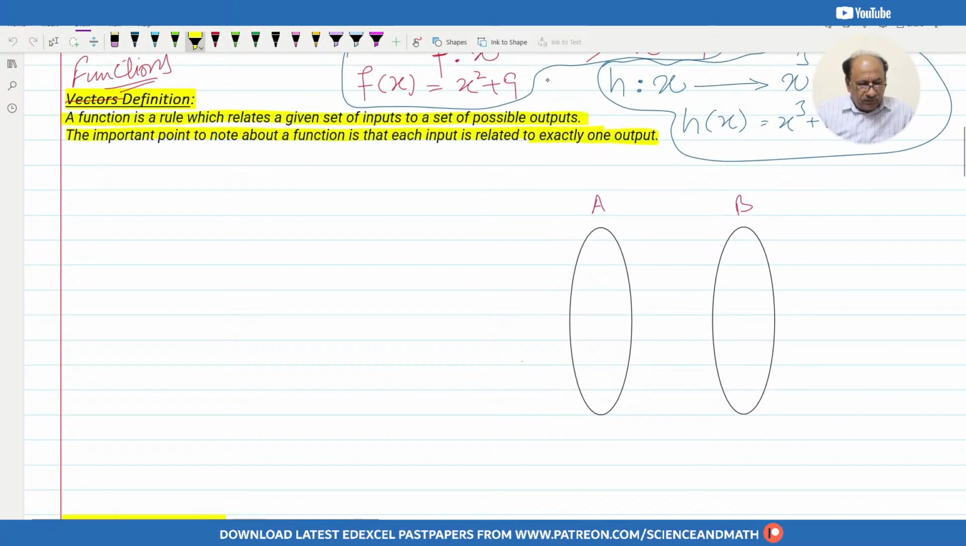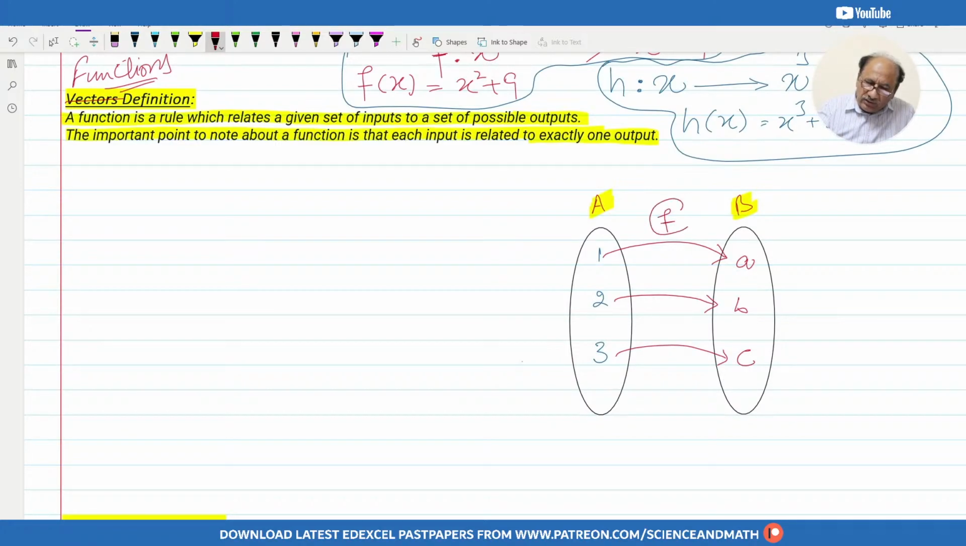Now for further understanding, for example, say this is A and this is B, and this has, for example, 1, 2, 3. So this is converting 1 to A, 2 is converted to B, and 3 is linked with C. So this is basically a function, which is f. We can write f is a function which operates on 1 and gives us the output A.